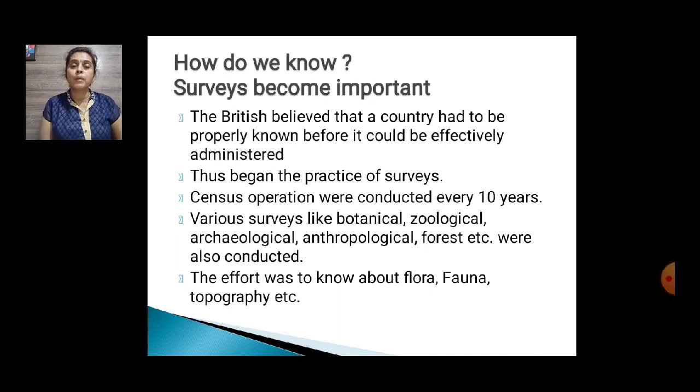Actually it was supposed to be in 2021. 2011 में हुआ था last, and it was supposed to be in 2021, and the process has not yet started due to the pandemic. Okay, so we will be able to know what the population was in 2011, and now what it is in 2021. So it is conducted every 10 years.